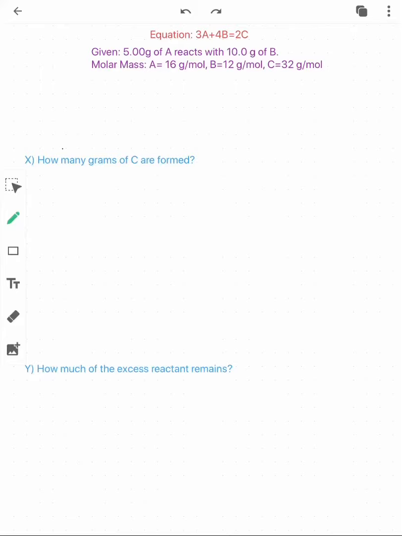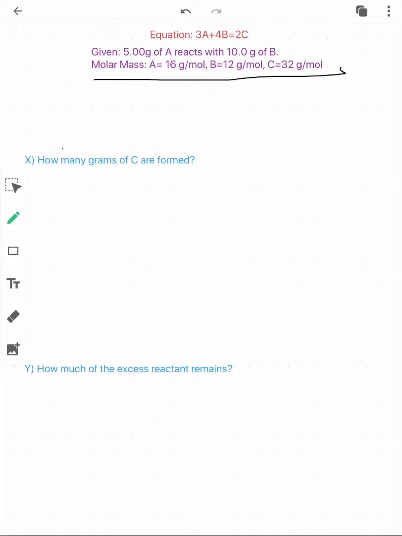For the given equation, 3A plus 4B goes to 2C, we are given that 5 grams of A reacts with 10 grams of B. We also have the respective molar masses given. So for part X, we are asked how many grams of C are formed, and for part Y, how much of the excess reactant remains.